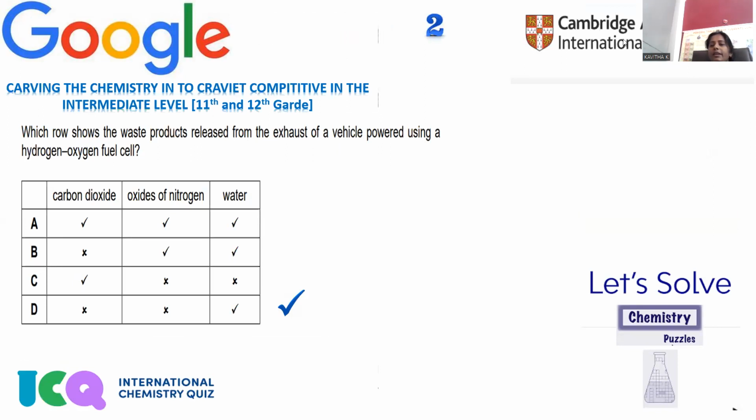It is collected from Cambridge Assessment International Education. Which row shows the waste products released from the exhaust of vehicles powered with a hydrogen oxygen fuel cell? Hydrogen oxygen fuel cells find potential applications in space traveling devices, and even in daily life devices. They are talking about the exhaust of vehicles. They are also consuming hydrogen oxygen fuel cells, and in the near future, hydrogen will become the fuel of the future. There is no doubt, definitely it will be, because of two factors.